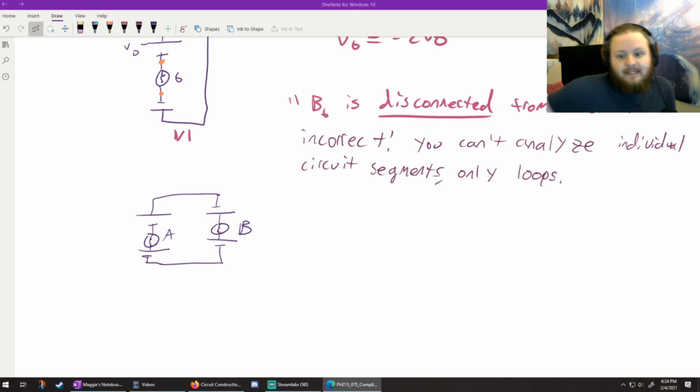Student 2 says, I agree. Bulb B won't light up because it's connected to two positive terminals. Since both positive terminals have to be at the same potential, there's no potential difference across the bulb B, and it won't light up.